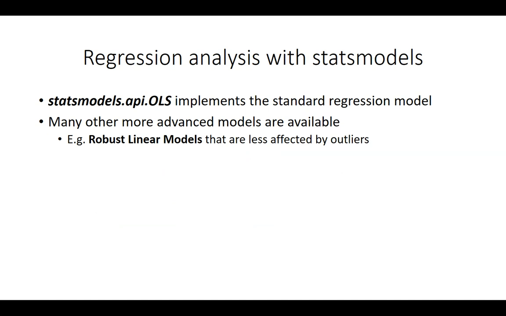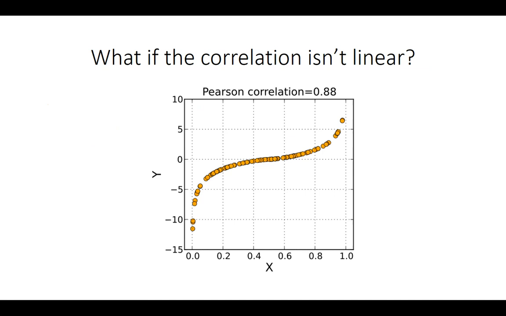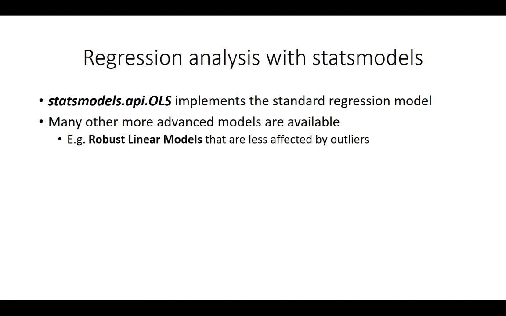If you want to run linear regression, you can use the statsmodels API OLS function. Notice that here we use the statsmodels package, which will give you a standard regression model. Like I said, we have many different kinds of more advanced models. For example, you have robust linear models, which are less affected by outliers. OLS is very, very sensitive to outliers, like we're going to see. Soon I will illustrate it with Python, and we can see some concrete examples.